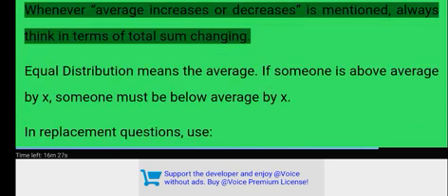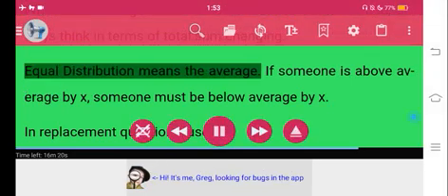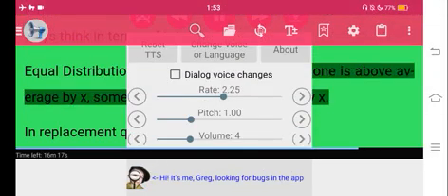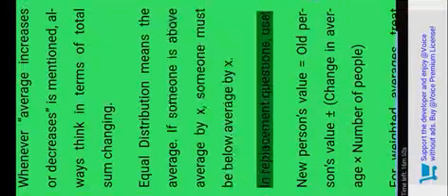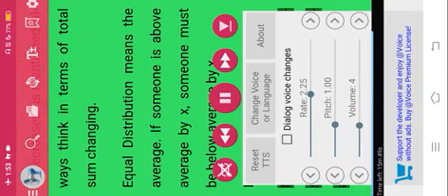Final revision tricks for averages. Whenever average increases or decreases is mentioned, always think in terms of total sum changing. Equal distribution means the average. If someone is above average by x, someone must be below average by x. Replacement questions: new person's value equals old person's value plus or minus the difference.